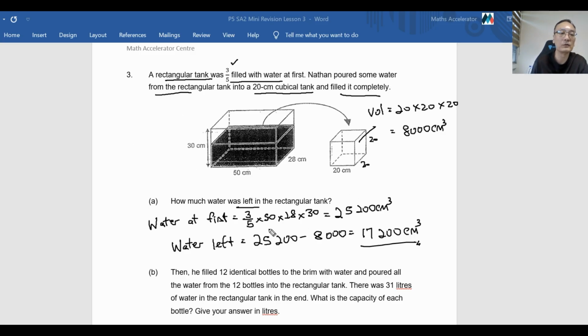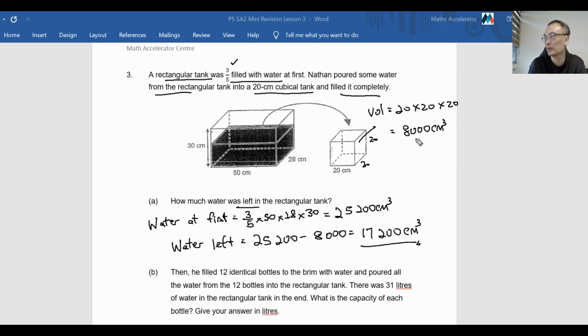So whenever you have a long question, it's a favorite among the examiners to test you on the before-after concept. We'll have to find out what is the situation before, what's the change, and what's happening after the change. So in this case, before, there's this amount of water. The change is you need to pour some of this water to fill up the cubical tank to the brim.